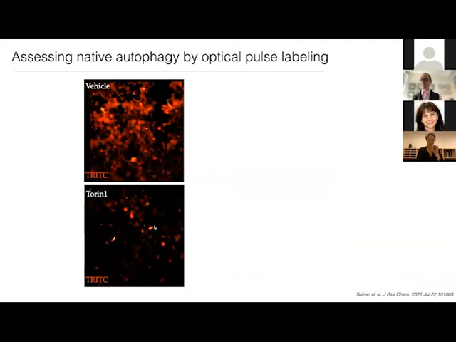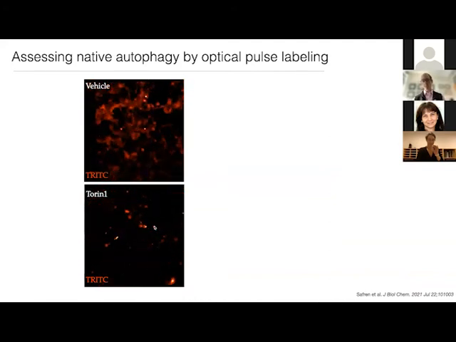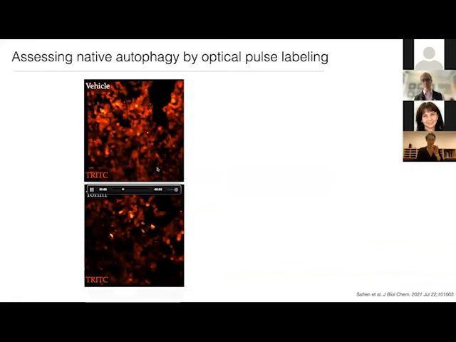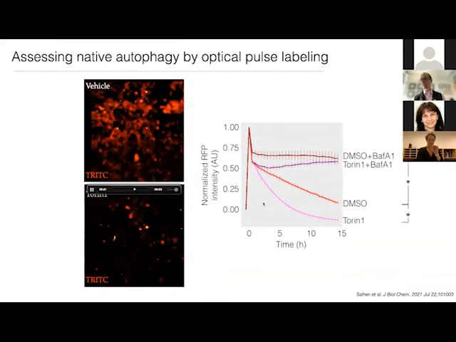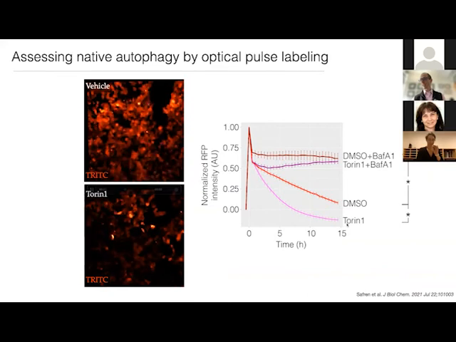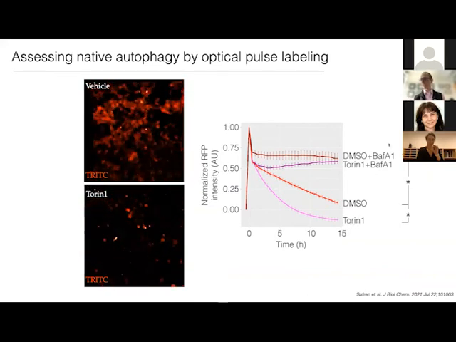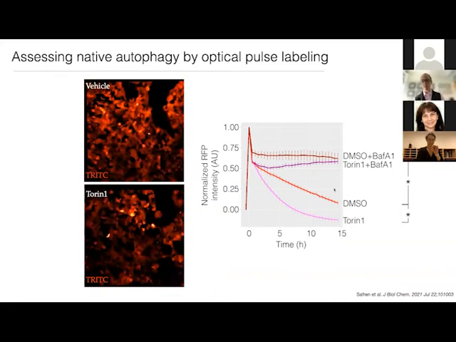These are time-lapse videos of these Dendra2-LC3 knock-in cells in which we pulse with blue light and measure the rate of disappearance of that photoconverted LC3. You can see that when we add a strong inducer of autophagy like torin, you reduce that half-life significantly, and that is blocked by this late-stage inhibitor, bafilomycin.